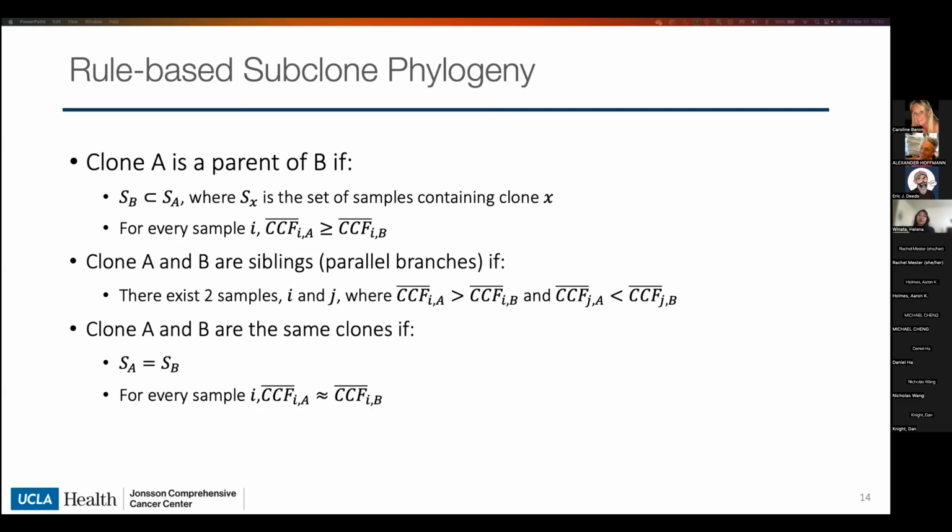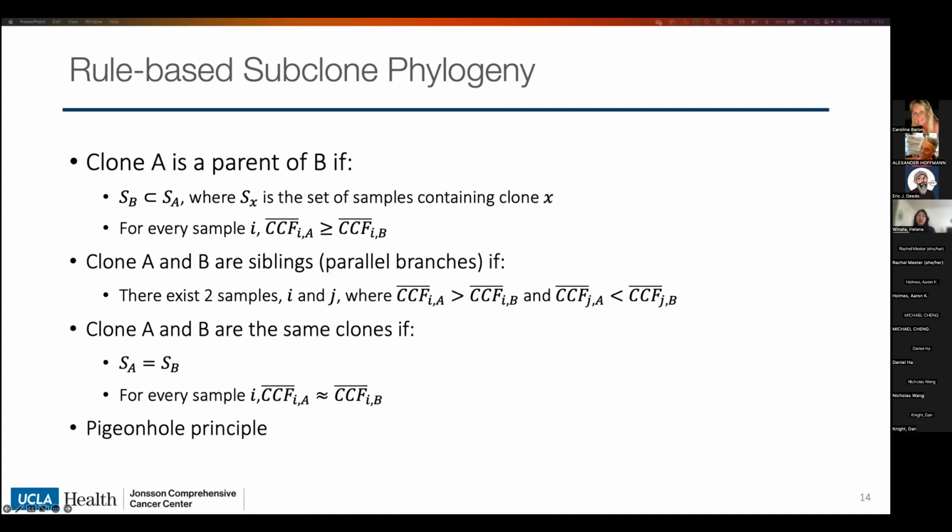Lastly, we have clone A and B are the same clones if they're both present in the same sample and their CCF are approximately the same. And so this is typically a result of overclustering in the previous step.